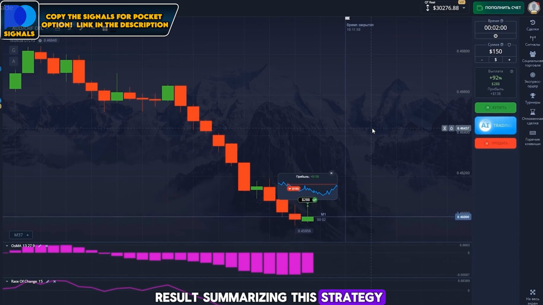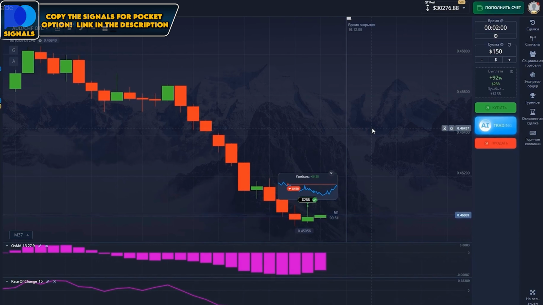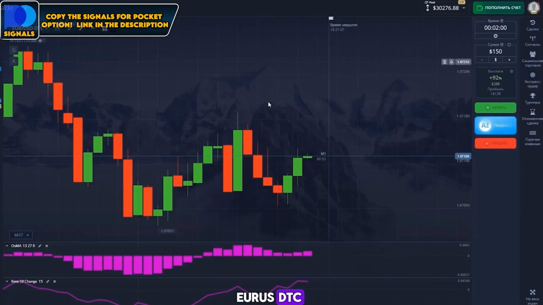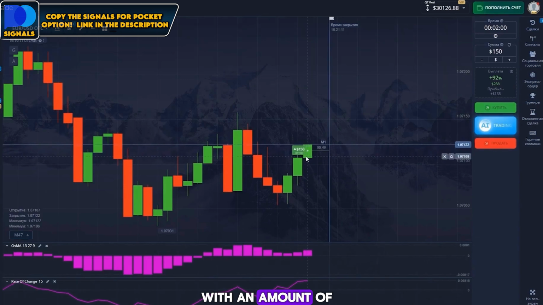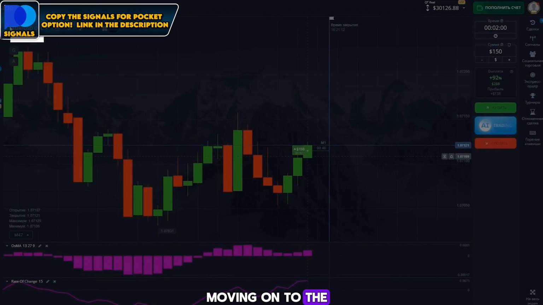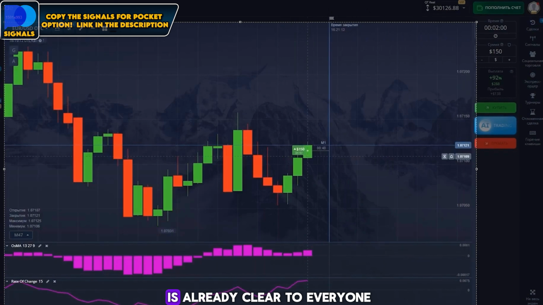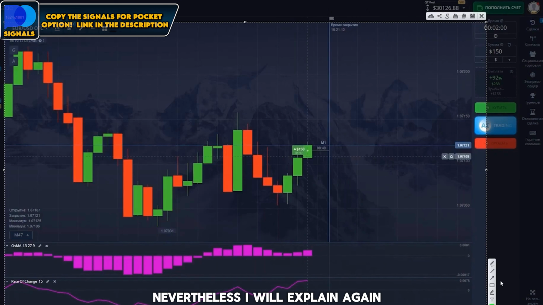Summarizing this strategy. Is it positive or negative? The next currency pair is EURUSDTC. We are opening a trade for an increase for a duration of 2 minutes with an amount of $150. Moving on to the analysis of this trade, I think the course is already clear to everyone. Nevertheless, I will explain again. It certainly happens that someone may not grasp how to open based on these 2 indicators, the first or even the second try. This is quite normal.